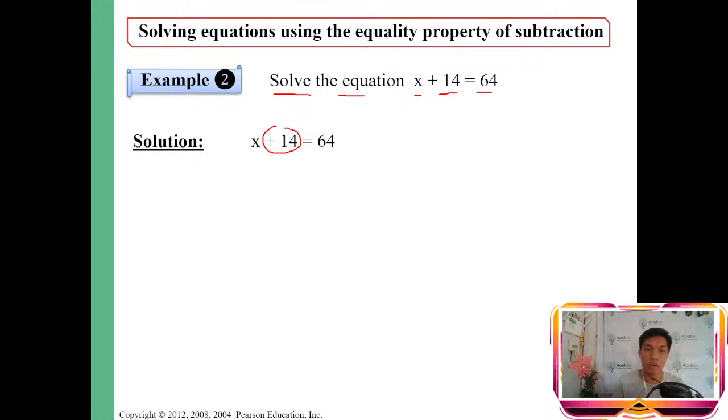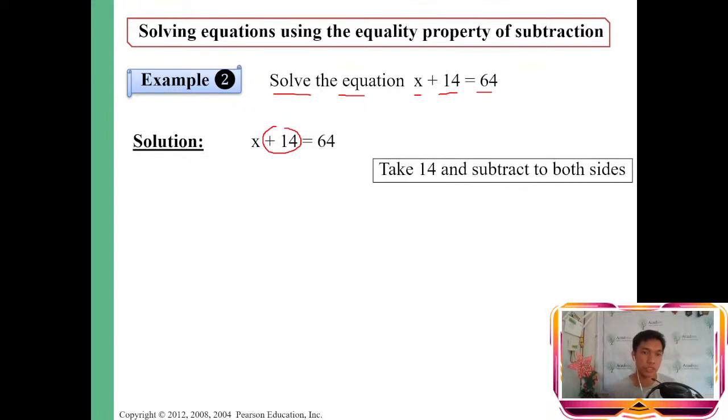Of course, if we minus, we minus it by 14 on both sides. Take note, both sides. Remember, both sides means left and right. All right? So please take note of that. Next one.